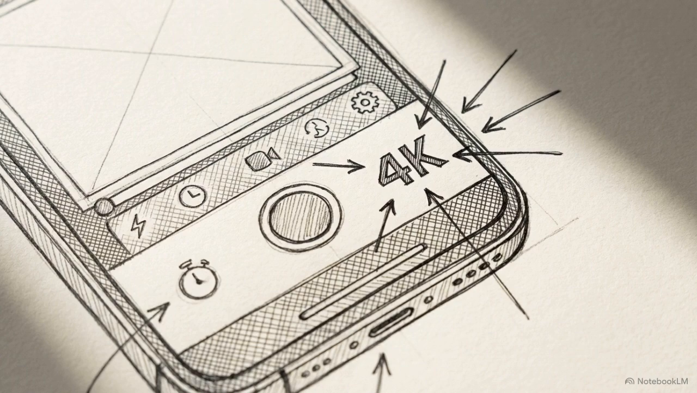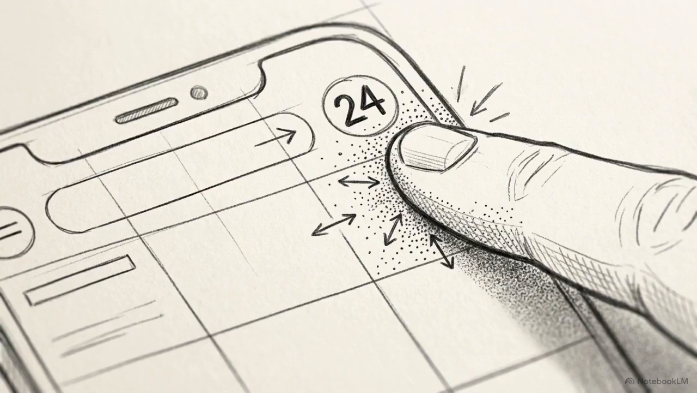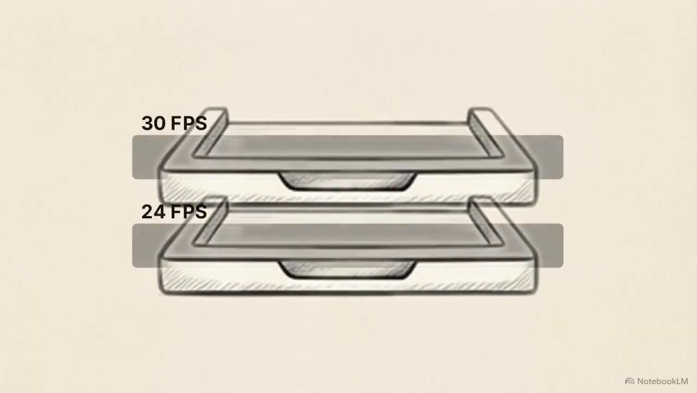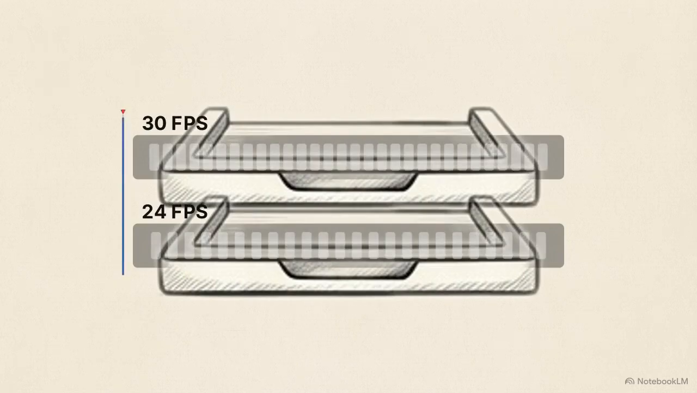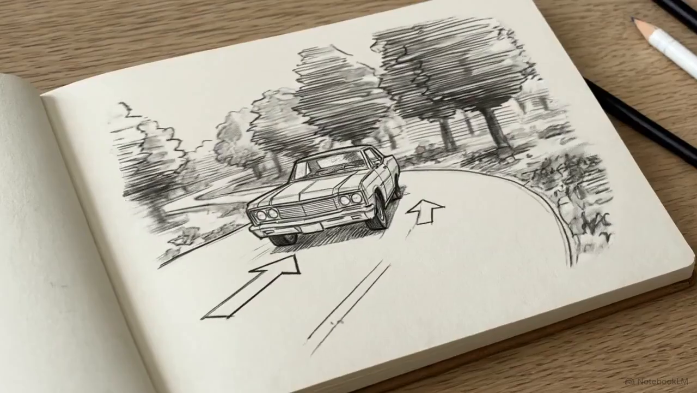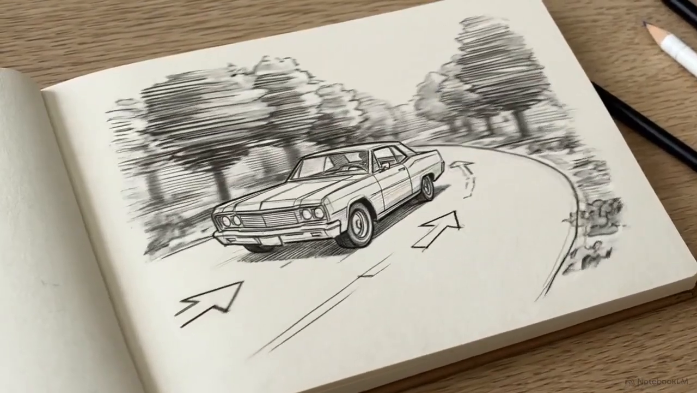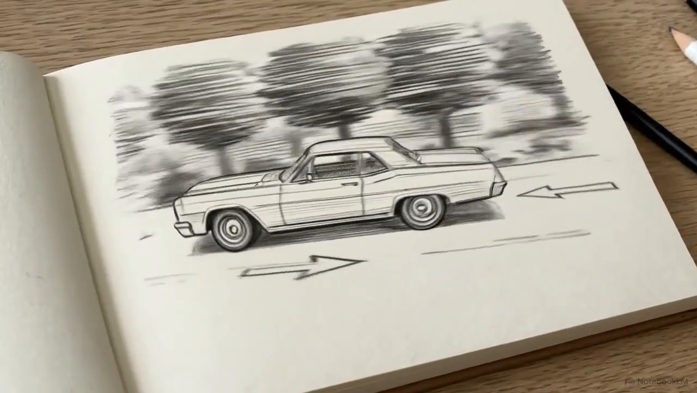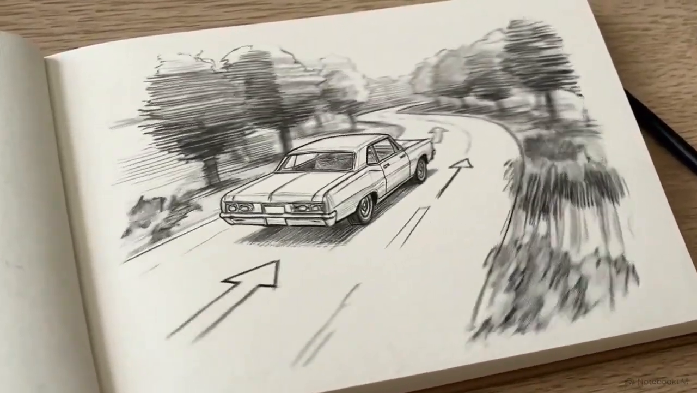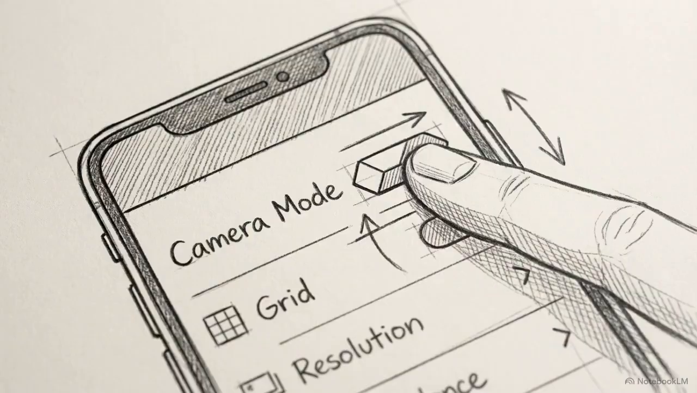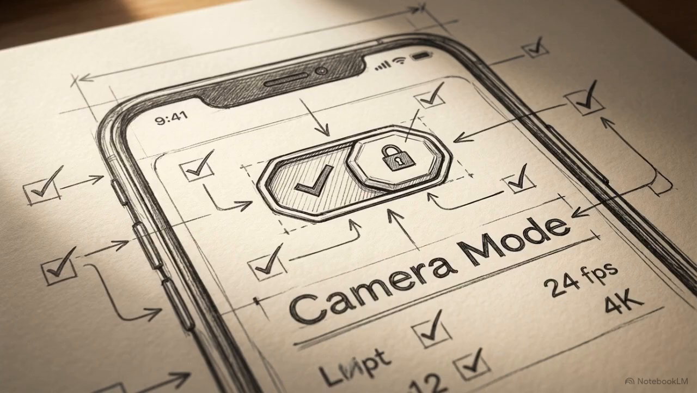Set your video resolution to 4K and change your frame rate specifically to 24 frames per second. This timeline comparison illustrates exactly why we do this. Most people leave their phones on 30 frames per second, which is fine for general social media. But 24 frames per second is the global standard for cinema, capturing motion with the specific slight blur you see in Hollywood films. Go into the Preserve Settings menu and lock these choices in so your camera doesn't revert to its defaults the next time you open the app.